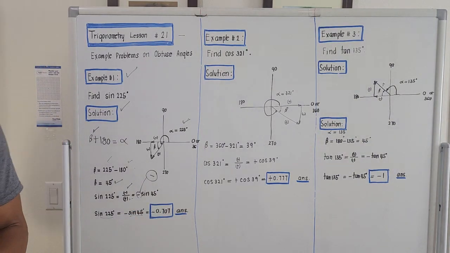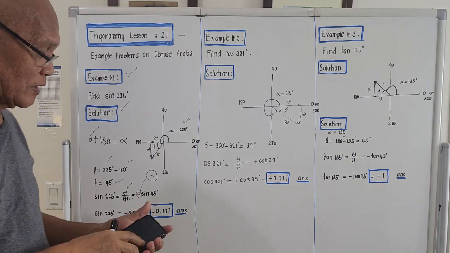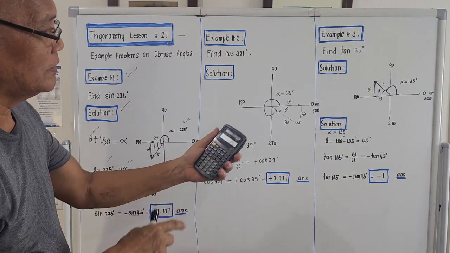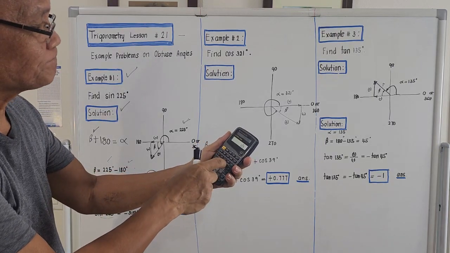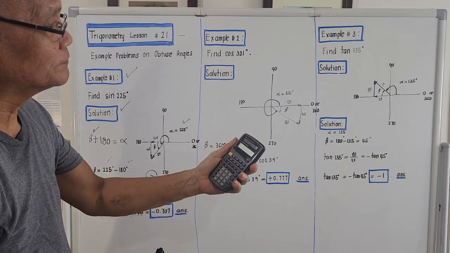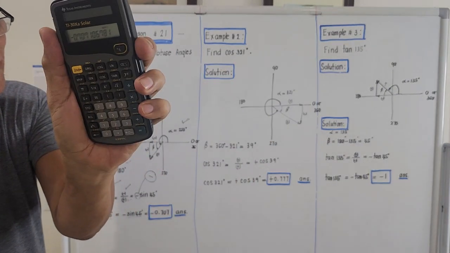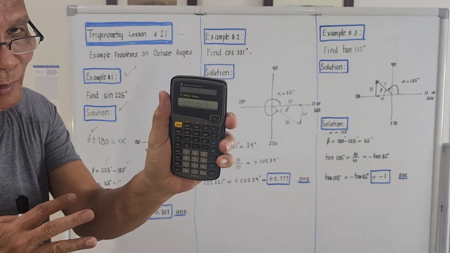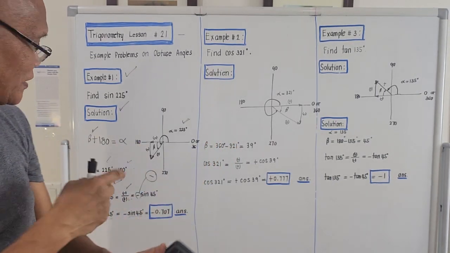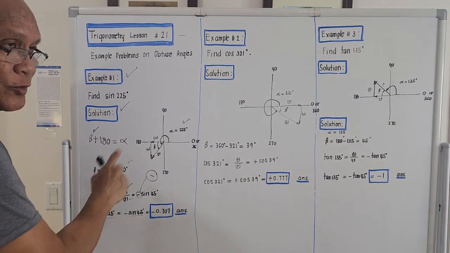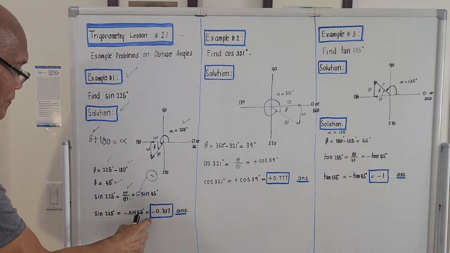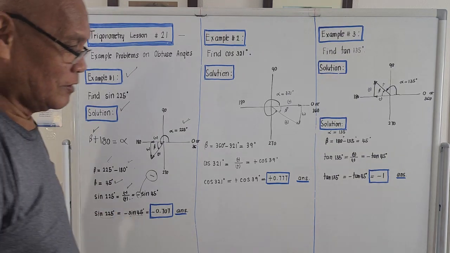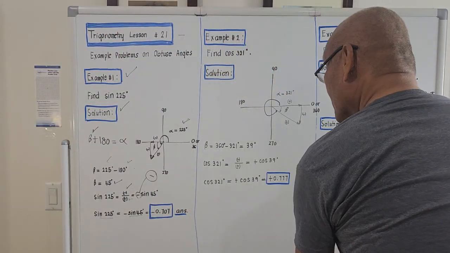If we verify our answer, we display 225 here, then take the sine function. It is negative 0.707. So without even using the calculator, we could compute the value of sine of 225 degrees with the proper sign, that is negative 0.707. Got it?